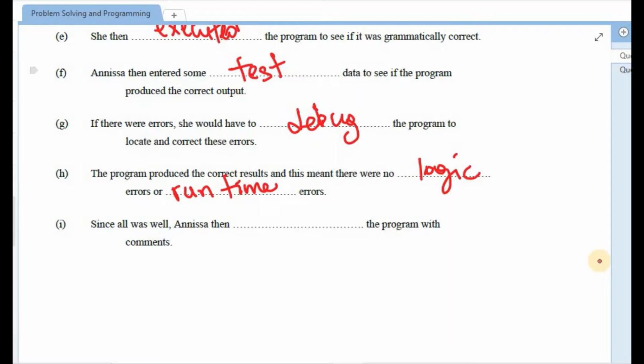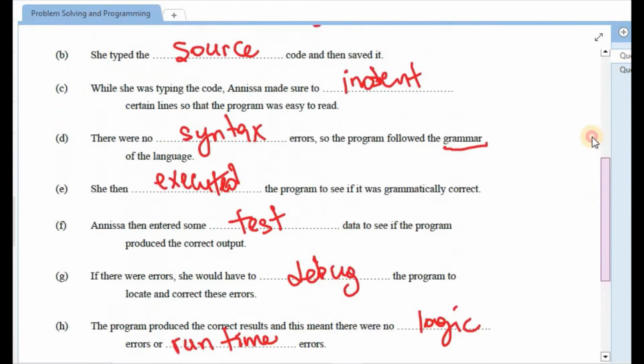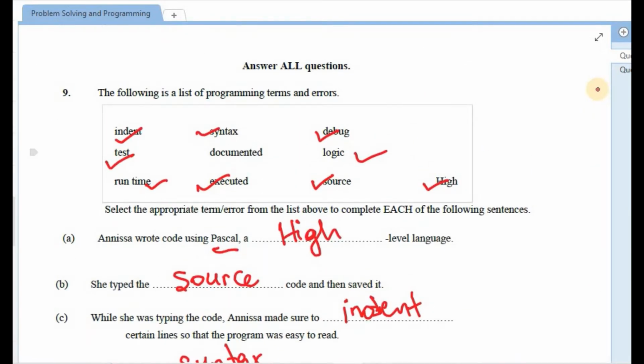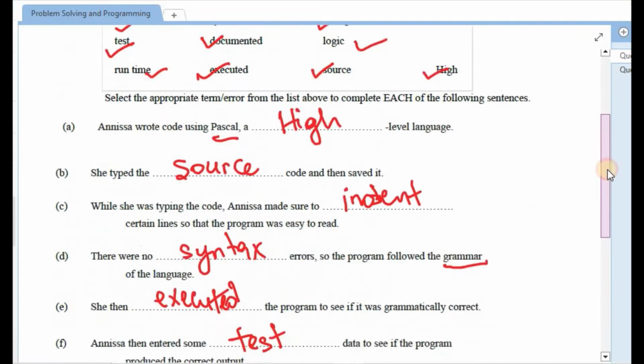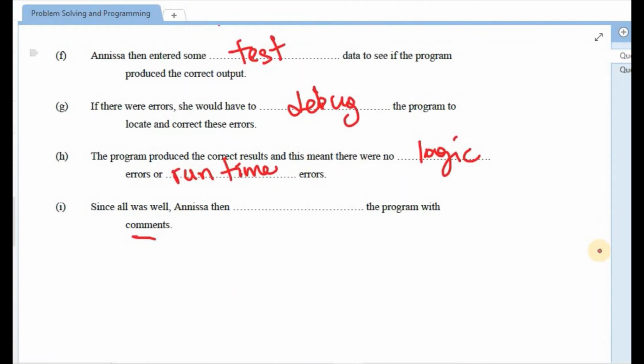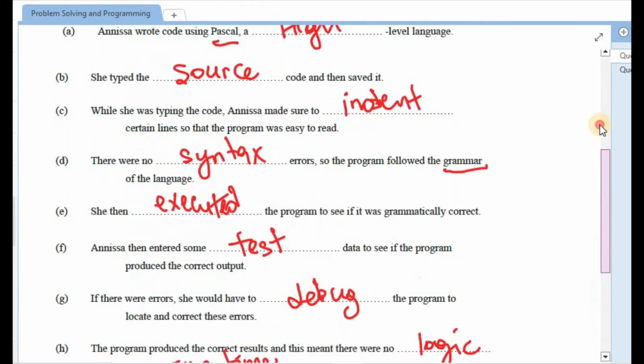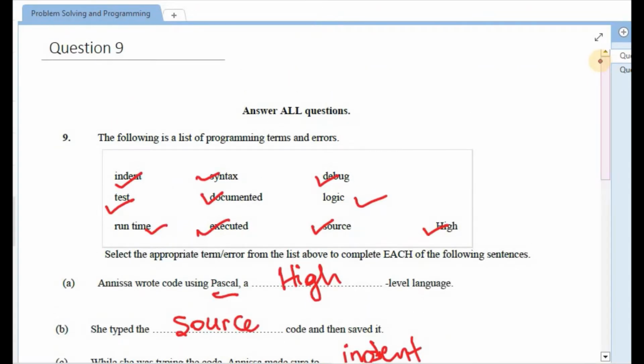And then the final question, since all was well, Anissa then dashed the program with comments. And let's see what term is there, document. So in order to add comments, you would have to make some form of documentation there. So, documented. And this would have provided you with your full marks for this question. All right, I believe we will move on to question number 10 at this time.